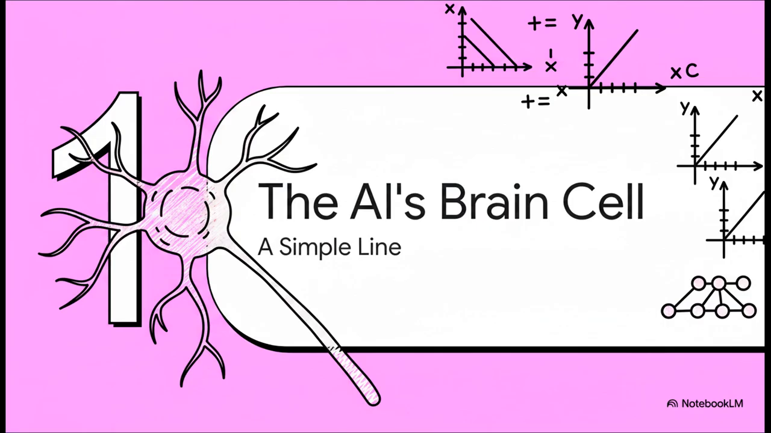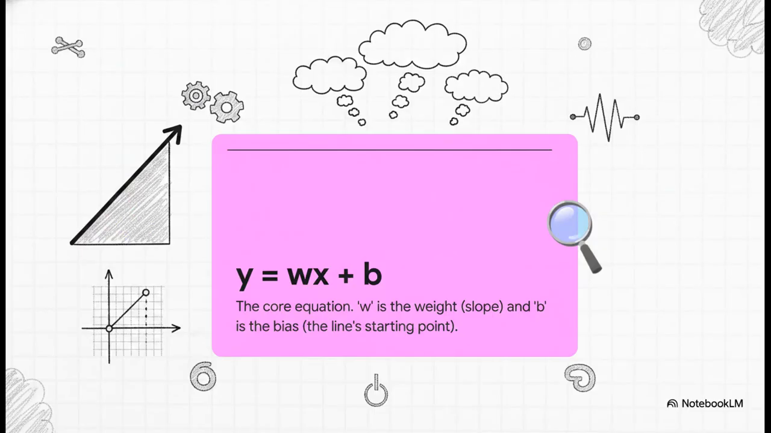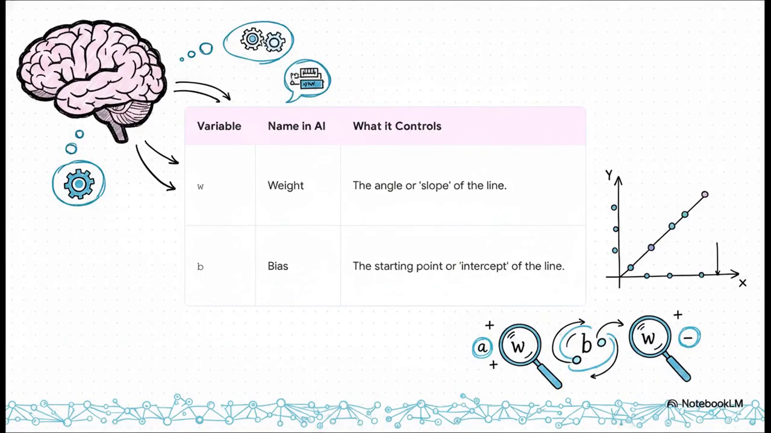The most basic piece of an AI's brain, what you could call its brain cell or a neuron, well, it's not some complicated biological thing. Nope, it's just a simple math equation for a straight line. That's it. This little equation, y equals wx plus b, is really the heart of everything. The w is what's called the weight. You can just think of it as the steepness of the line. And b, that's the bias. It's just where the line starts. Simple as that.